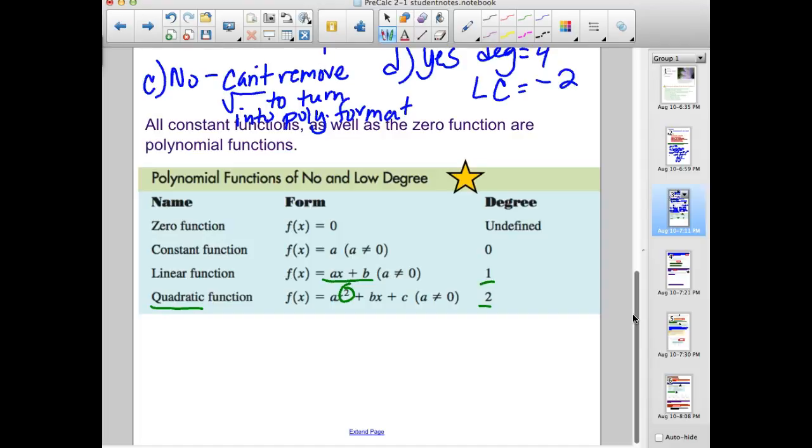Constant function, where a is not 0. So this would be something like saying just y equals 5. Okay? That is a horizontal line. We say it has degree 0. If we say y equals 0, that's referred to as the zero function. It does not have a degree. Okay?